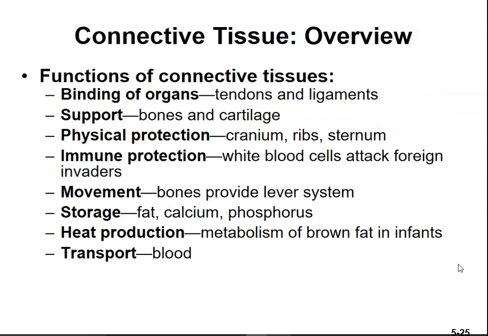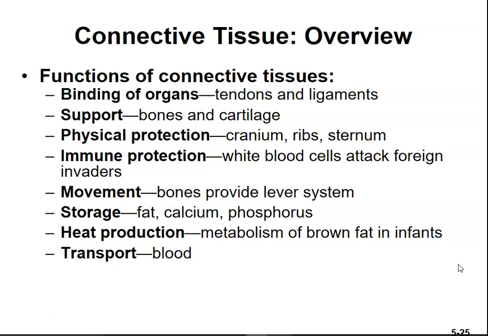The functions of connective tissues are listed as below. Connective tissues can bind the organs together, for example, tendons and ligaments. They can also support, because bones and the cartilage also belong to the connective tissue. Connective tissue can form a cranial cavity. So all these skeletal structures are for physical protection of the internal organs.